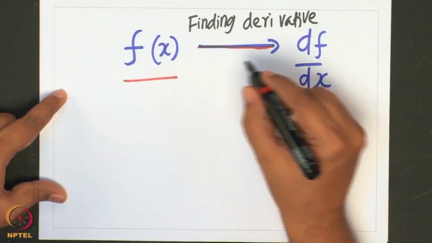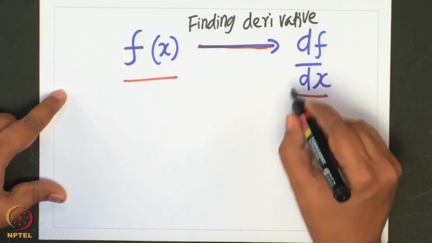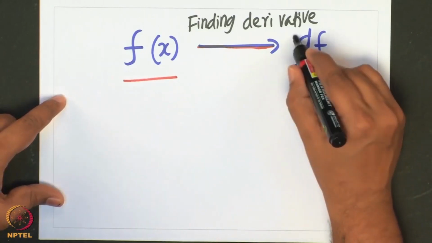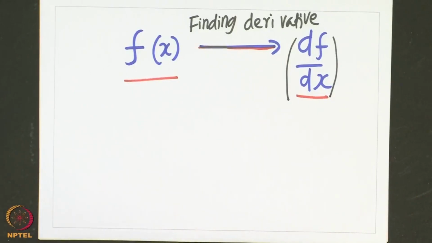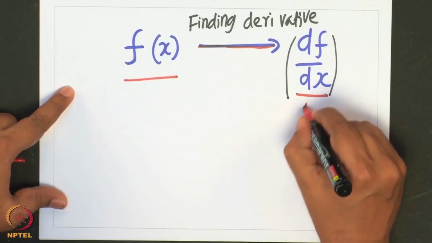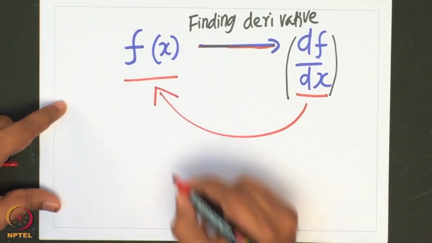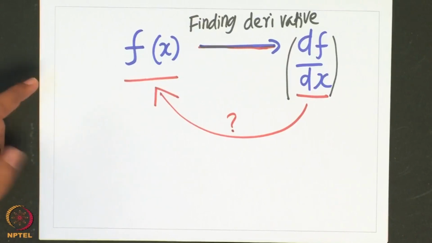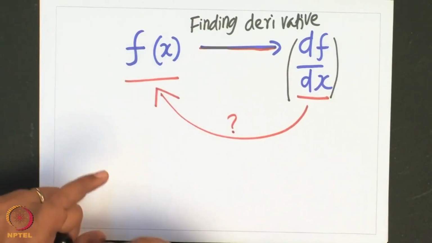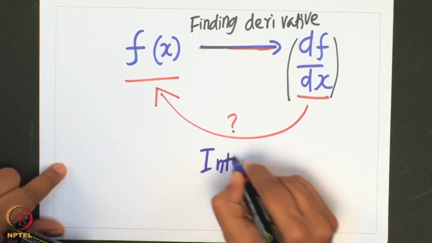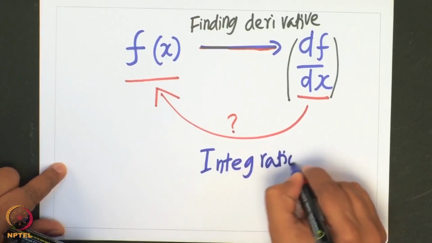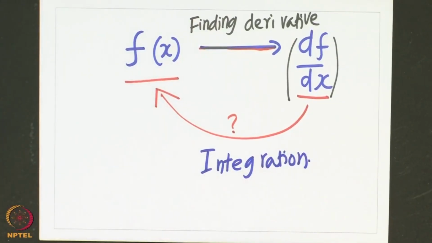We know how to find the slope, right. So, this thing is the slope. Now, we are asking the opposite question: if I know this slope, can I get this? How to do this? From here to go to here, how will we go? That idea is integration. This is called integration.